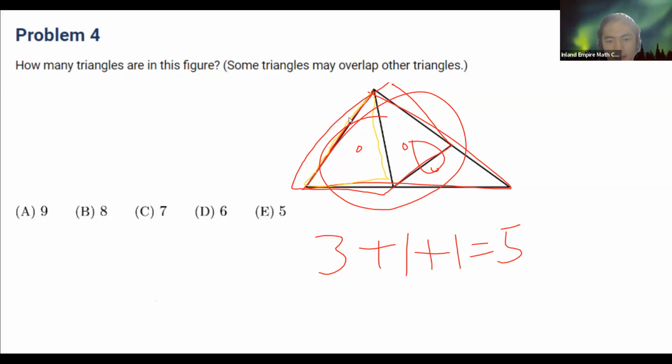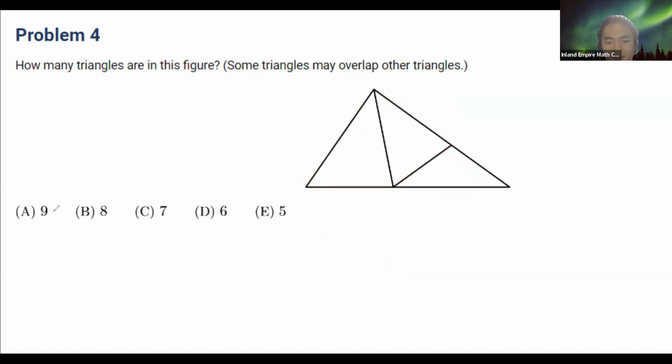Wait, we're waiting. Okay, Jasper, why don't you highlight the triangles for me and we'll look at where you went. Just circle them as you count.